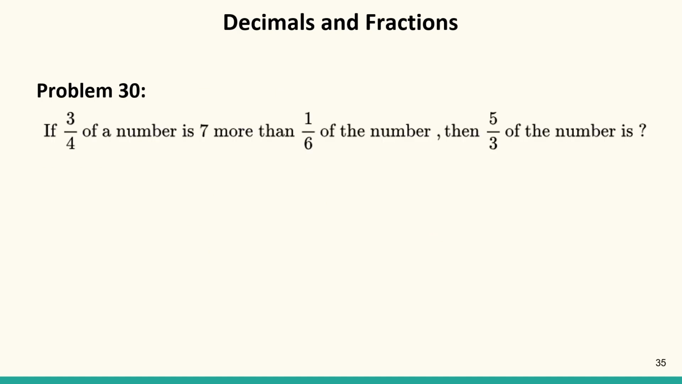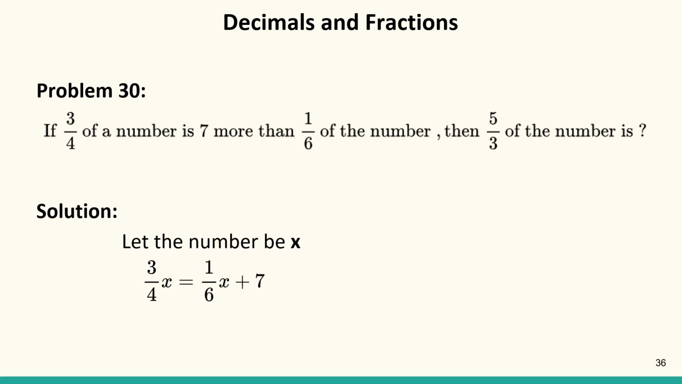So let's solve problem number 30. If 3 by 4 of a number is 7 more than 1 by 6 of the number, exactly that number, then 5 by 3 of that number is. So let the number be x. So 3 by 4th of that number is actually 7 plus 1 by 6th of that number. Okay. So let's solve this. So solving this, 3 by 4 x minus 1 by 6 x is equal to 7.